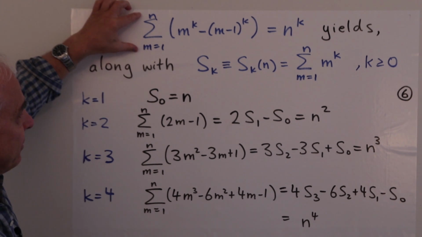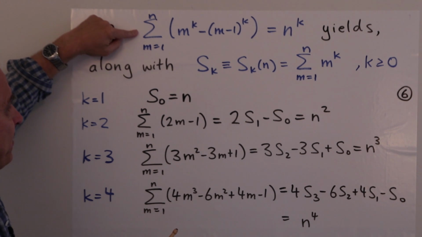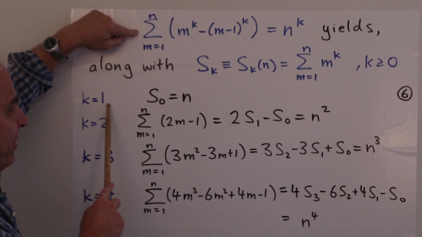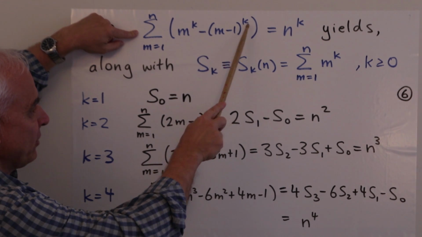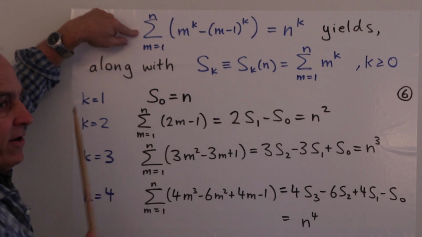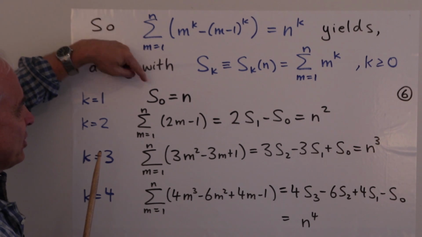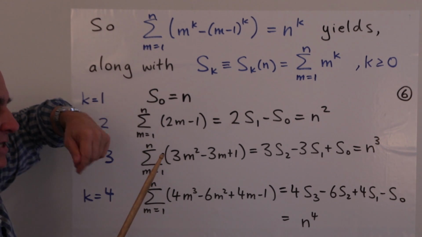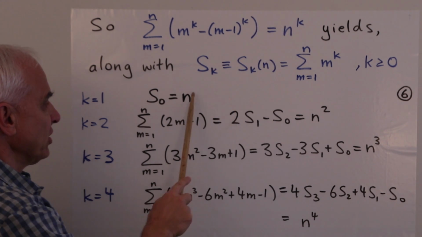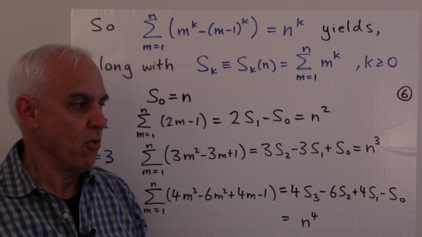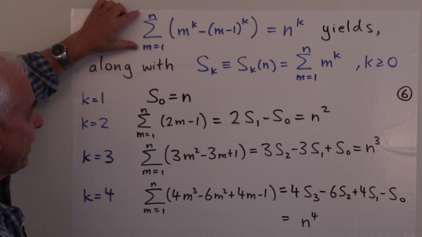Okay, let's have a look at what this formula is telling us now for various values of k. When k is equal to 1, over here we have m to the 1 minus m minus 1 to the 1. So that's just 1. That's 1 inside there. And so this sum from m equals 1 to n is just s0. That's the sum of the 0th powers of the natural numbers. And the right-hand side will be n to the 1, which is just n. So that's something that we know already. When k is equal to 2, this telescoping thing tells us what?